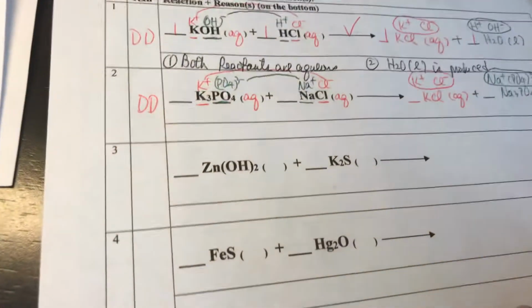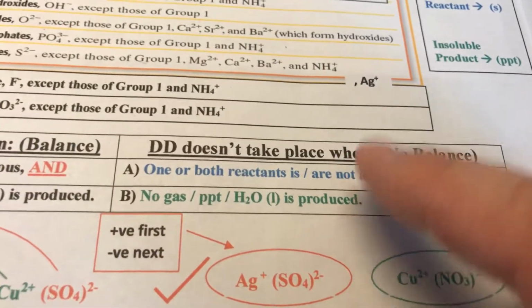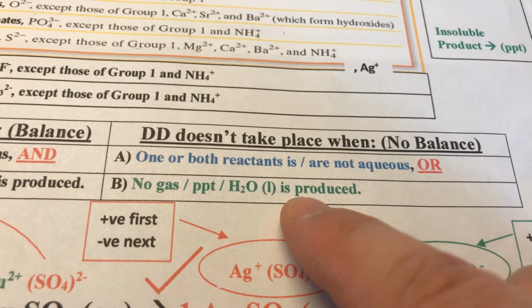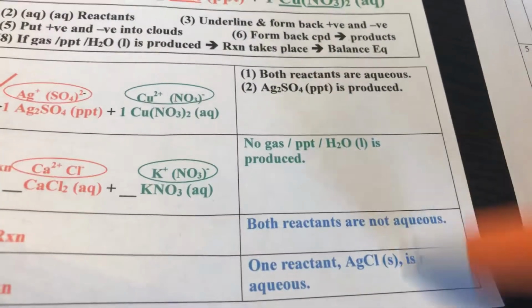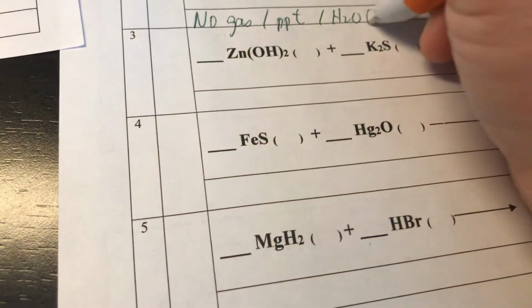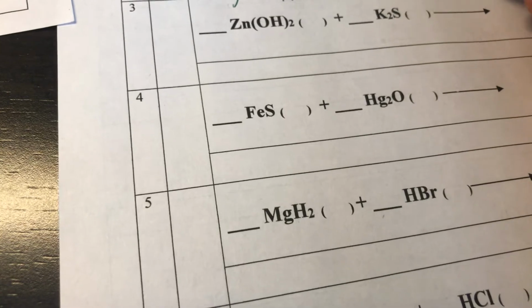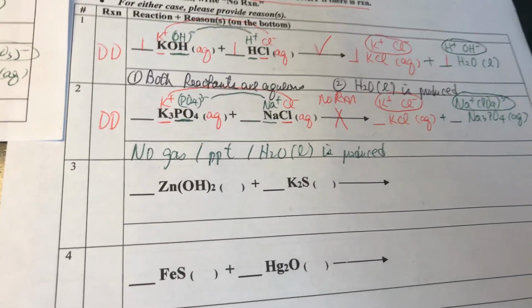So in this case, should I balance the equation? You want to look up the reason. I do have both reactants aqueous, but I have the reason here: no gas, no PPT, no H2O liquid is produced. So I'm going to use the green pen to write the reason that didn't match. Either A or B, you need to write either one of them. So no gas, no PPT, no H2O liquid is produced, because my product does not have PPT. So in this case, I will put an X on it, no reaction, and you have no balancing. Just leave it like that.